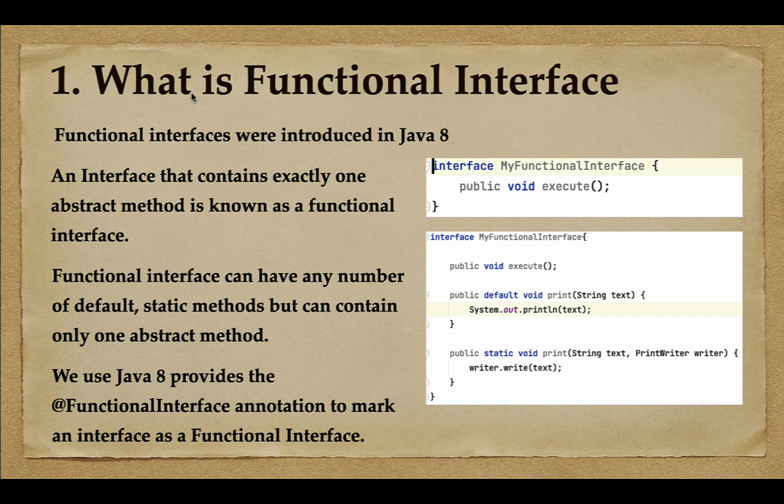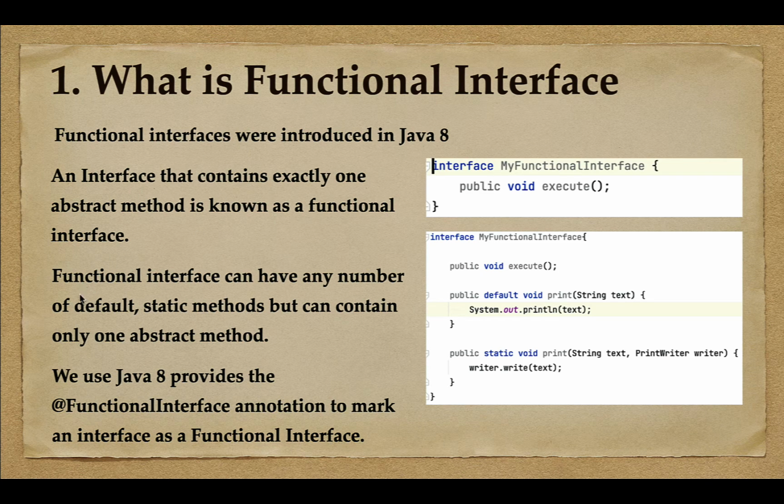Functional interfaces were introduced in Java 8. A functional interface is nothing but an interface that contains exactly one abstract method. Consider the code snippet here. MyFunctionalInterface is an interface and it contains exactly one abstract method, that is the execute method. Whenever we define a method in an interface, by default that method is abstract, so we don't have to mention the abstract keyword in the method.